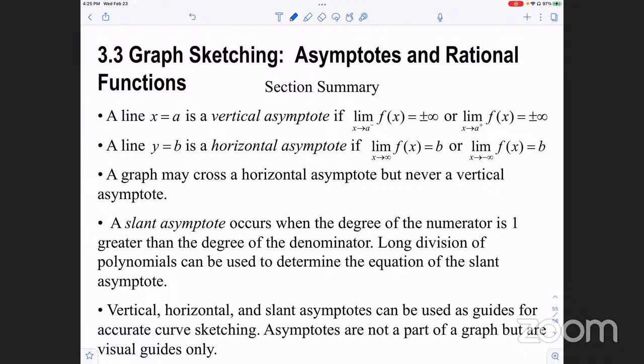A slant asymptote occurs when the degree of the numerator is one greater than the degree of the denominator. Long division of the polynomials can be used to determine the equation of the slant asymptote. And then vertical, horizontal, and slant asymptotes can be used as guides for accurate curve sketching. Asymptotes are not a part of the graph, but are visual guides only.